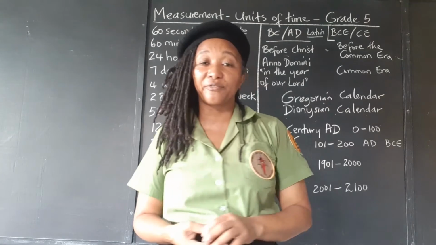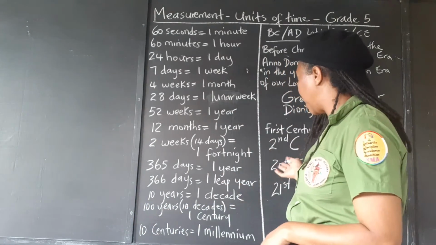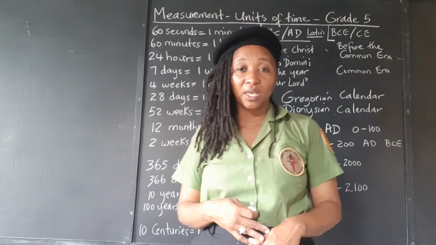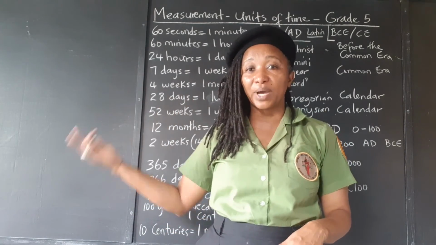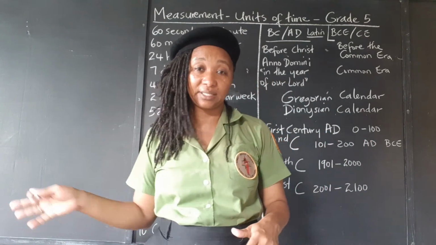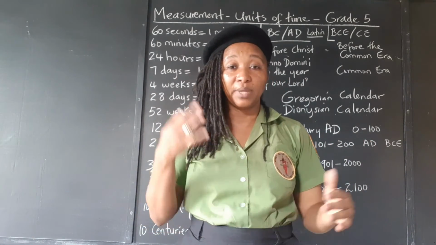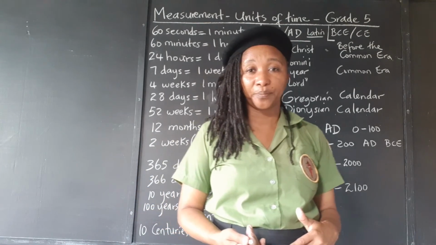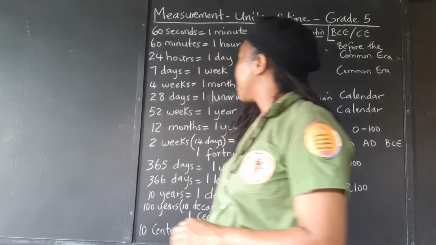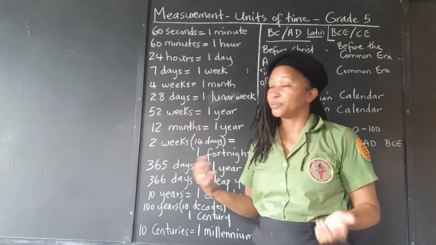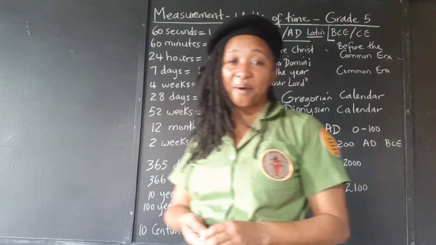So if we make reference to the 15th century, we're really talking about the 1400s. If we talk about the 12th century, we're really talking about the 1100s, right? From 1101 all the way up to 1200. All right, so that's it for units of time, from the second all the way to the millennium.